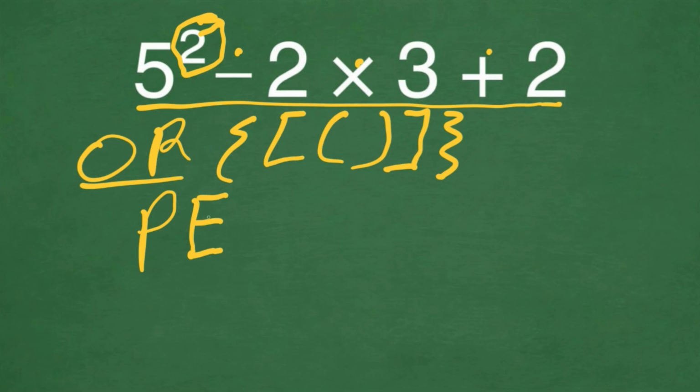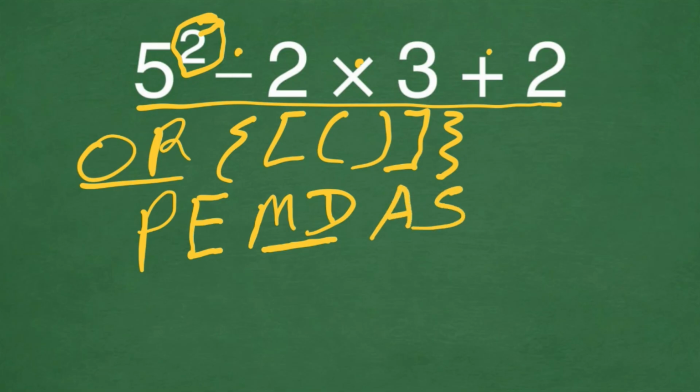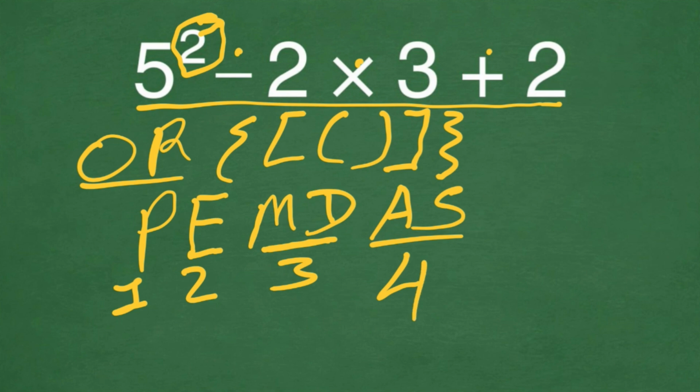So the second priority is exponent, and the third priority is multiplication and division, right? These two are the same priority, and we have to solve them third. The fourth priority is addition and subtraction. So parentheses first, exponent second, multiplication and division third, and addition and subtraction fourth. We have to do the operations in this order, and it is called PEMDAS. Please excuse my dear Aunt Sally.